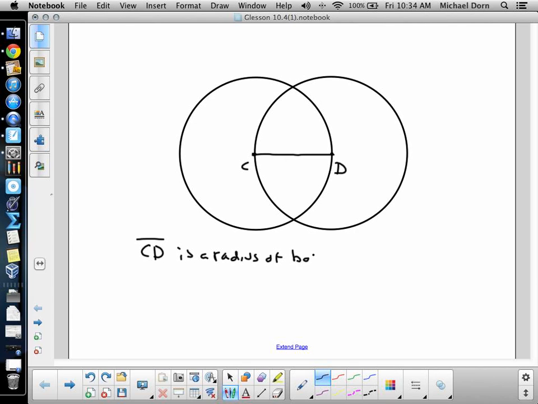of both circles, and obviously by reflexive property, CD is congruent to CD, okay, that means they must have the same radius. That means they must be congruent. That's what they were looking for.